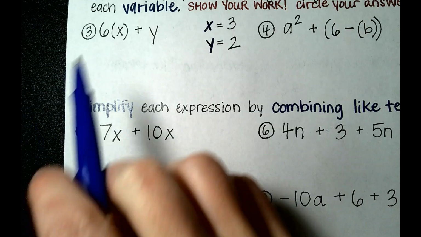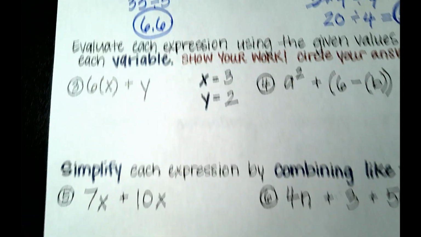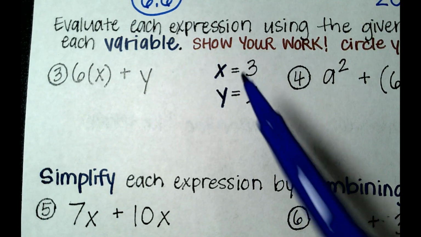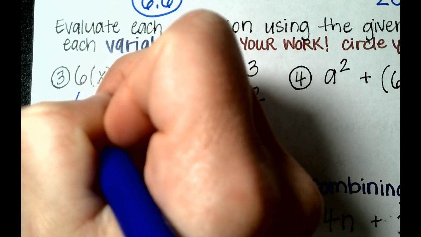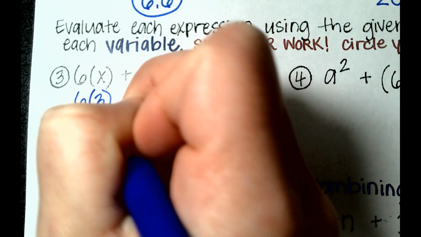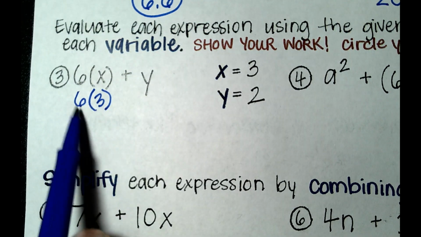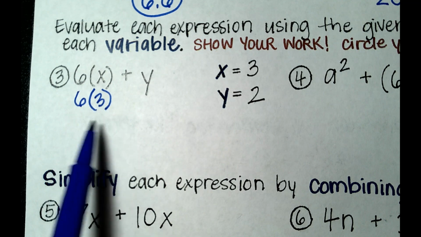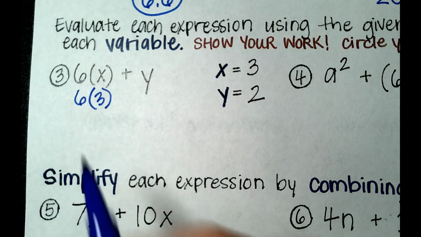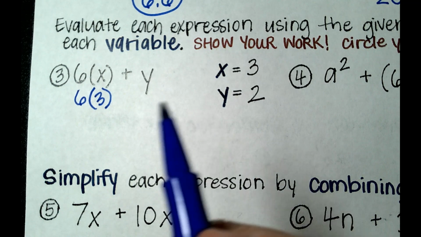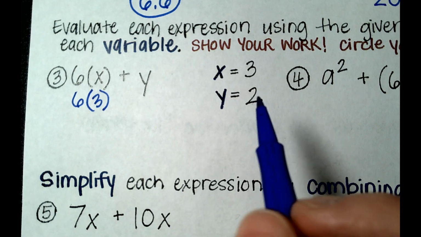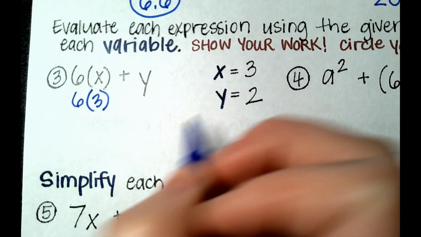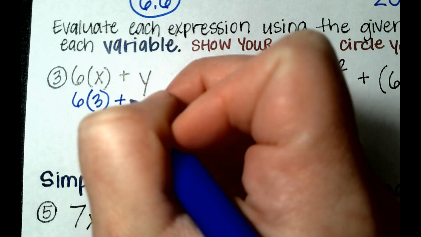So we have 6x plus y, and my x is 3. The first thing I would do is plug in your variables. Instead of 6x, I'm going to write 6 times 3. And remember, if we have a number next to a number in parentheses, we're multiplying. This is multiplication. Okay, and what else do I do? You put a 2 in for the y. Yes. Now, y is 2, so I'm going to write plus 2.